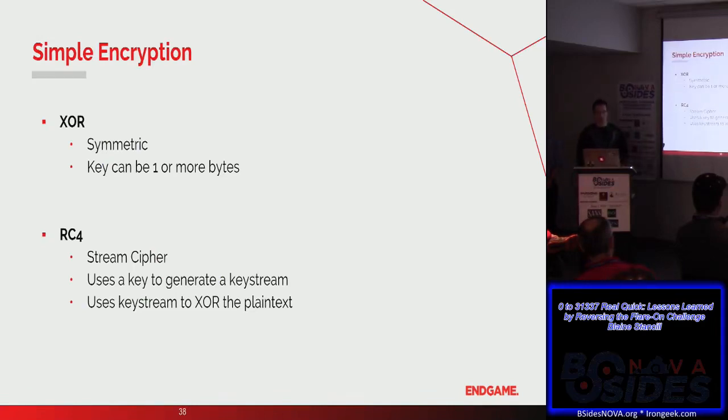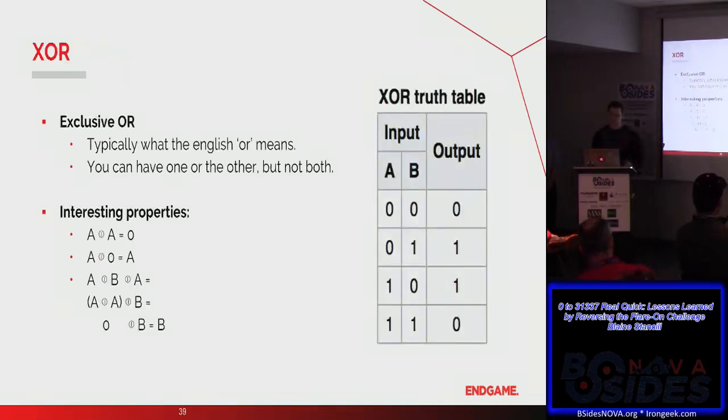RC4 takes a key and generates what's called a key stream, and then uses that key stream to XOR all your data under the hood. The cool thing about a key stream is that you can apply it to arbitrary data, so your key doesn't have to be as long as the data. If you're not familiar with XOR, or exclusive OR, you actually are. It's kind of like the English definition of OR. You can go to a restaurant and either get chips or fries, but not both. On the left here is the truth table, showing the various inputs you can put in and the outputs you can expect to get out.